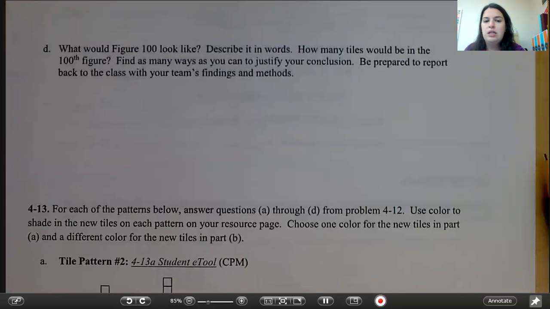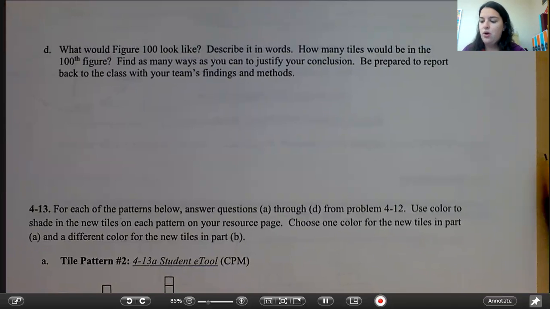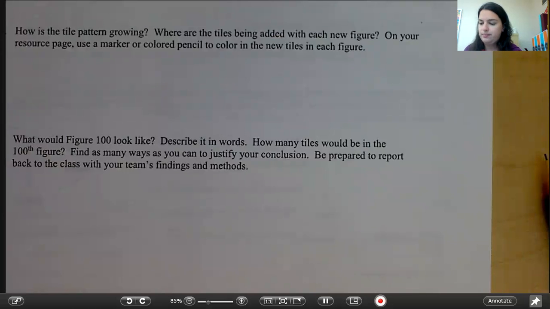Notice how part D says, find as many ways as you can. Okay, you really need to think about that, because is it practical to draw figure 100 for every single tile pattern? Is it practical to draw a graph? Okay, so you really need to think about the practical ways that you can figure out how many tiles are in figure 100. So go ahead and pause the video and do tile pattern number 2, which is part A for 4.1.3.